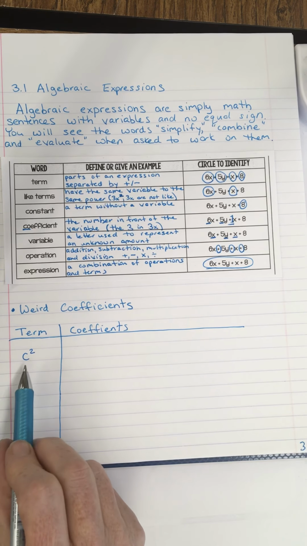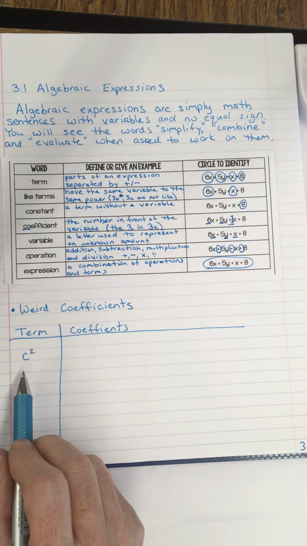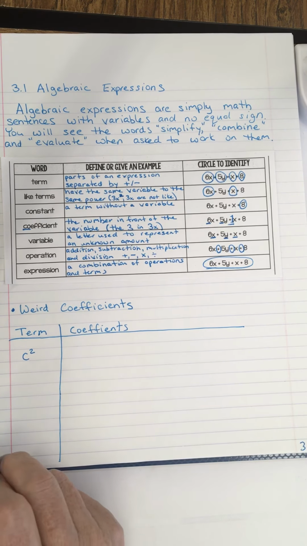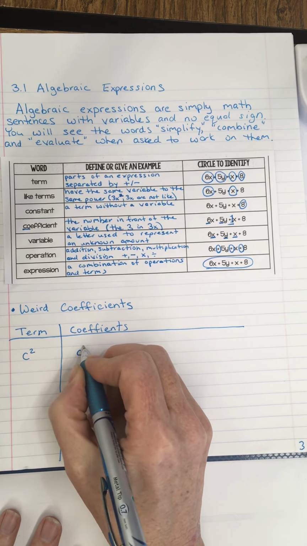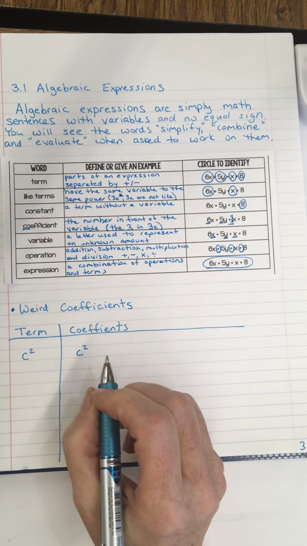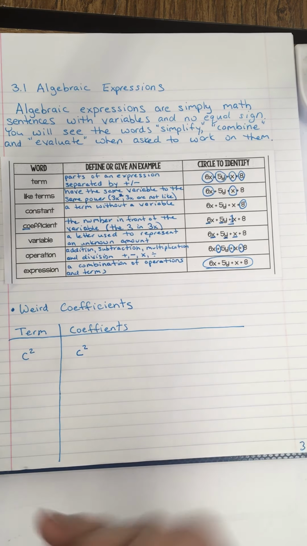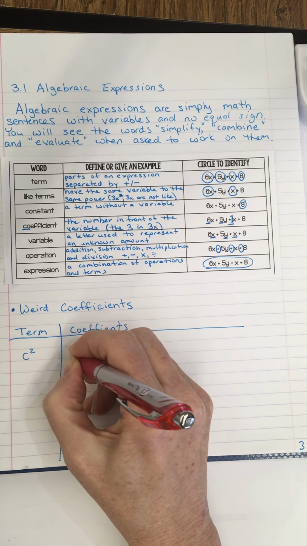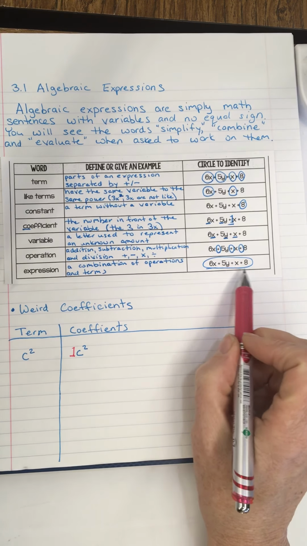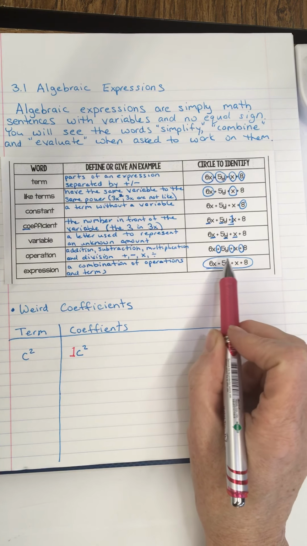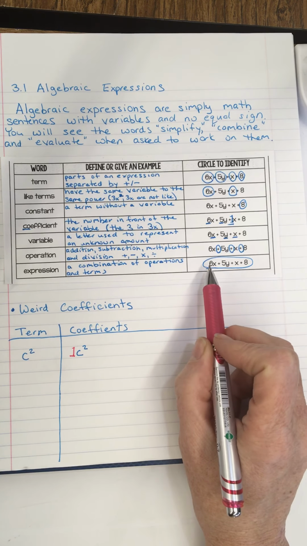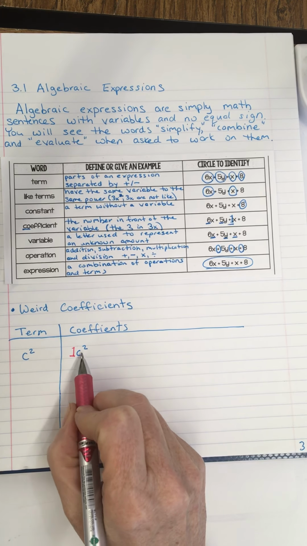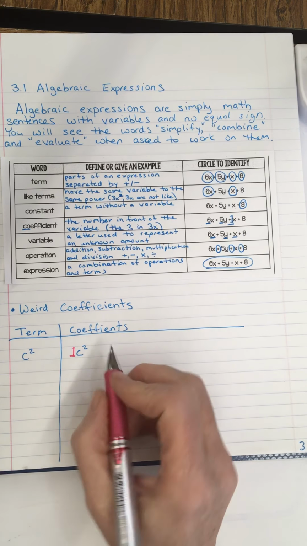We talked about this yesterday, and I specifically used the term ghost coefficient because there's a coefficient there, you just don't see it. And in the case of a variable without a coefficient, it is understood that there is a 1 there. If you were asked for all the coefficients in this expression up here, it would be 6, 5, and 1. So this here, your coefficient is actually 1.